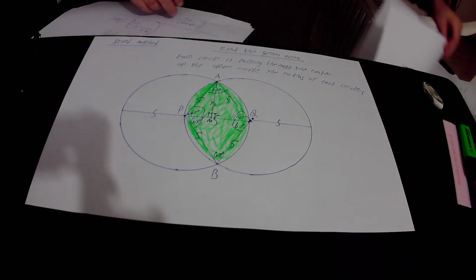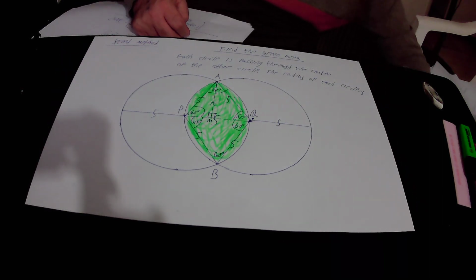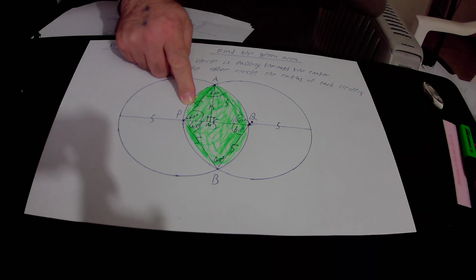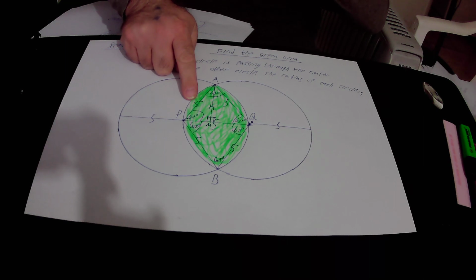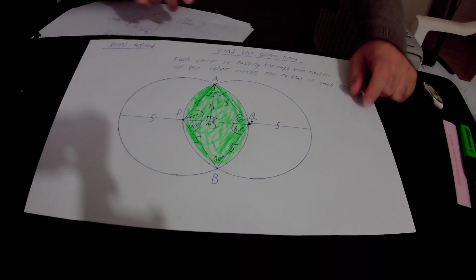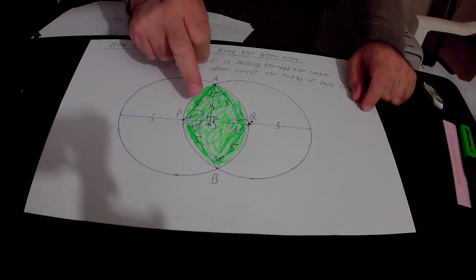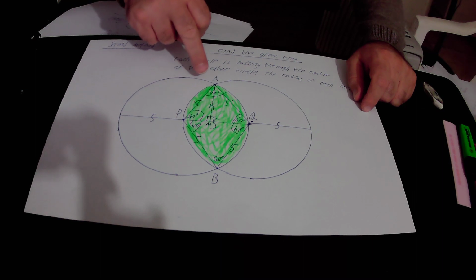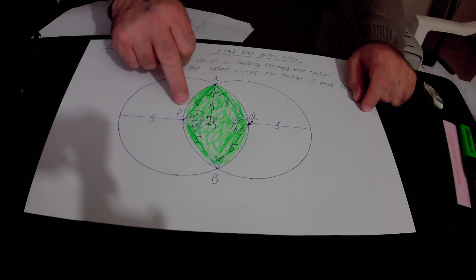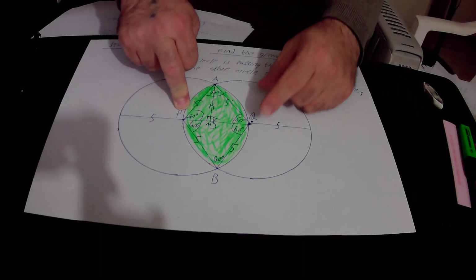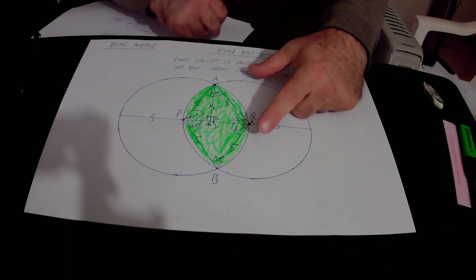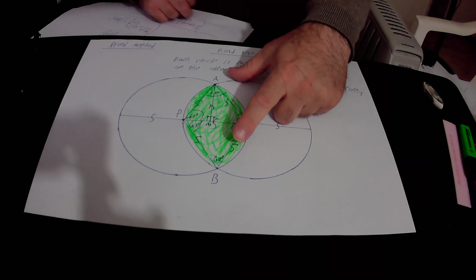Then we calculated the area of segment AP. What will be the area of segment AP? It will be equal to the area of sector APQ. Here, the area of sector AP will be equal to the area of sector APQ.